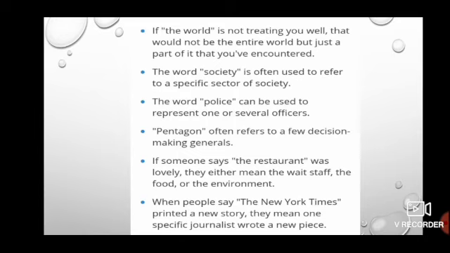The word society is often used to refer to a specific sector of society. The word police can be used to represent one or several officers. Pentagon often refers to a few decision-making generals. If someone says the restaurant was lovely, they either mean the wait staff, the food or the environment. When people say the New York Times printed a new story, they mean one specific journalist wrote a new piece.